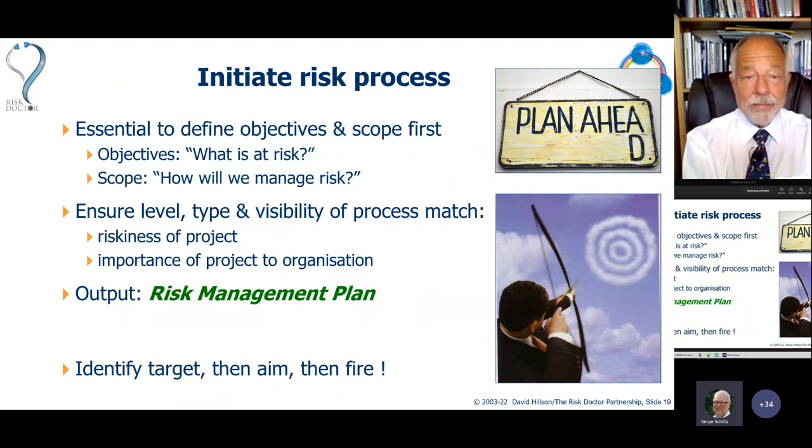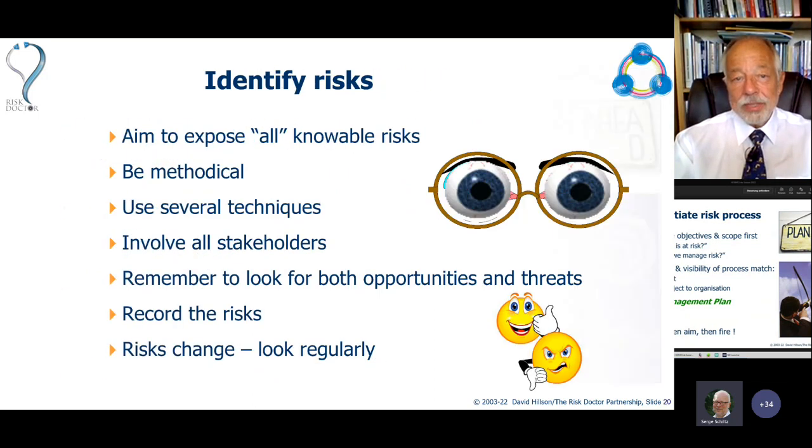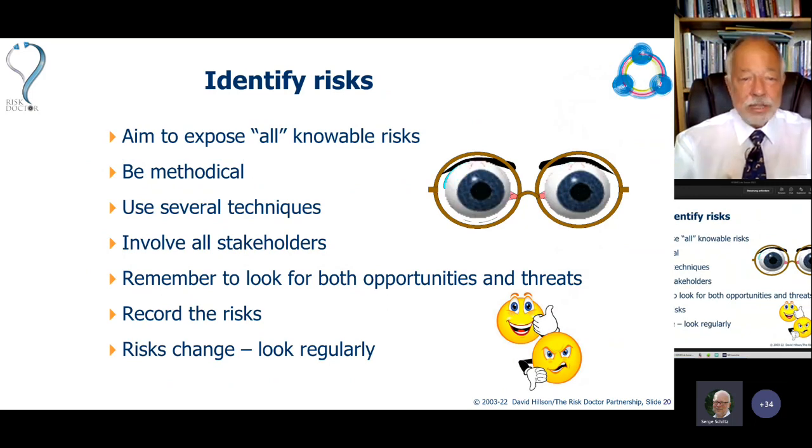The initiation step is about defining our objectives and scope so that we understand what we're aiming at, and ensure that the level of our risk management process matches how risky the project is and how strategically important that project is. And it's typical to capture, to document the results of the initiation step in a risk management plan, a process description that says, these are our objectives, this is the scope of the risk process, this is how we're going to go forwards. So we identify the target before we start trying to do it. That's obvious, isn't it?